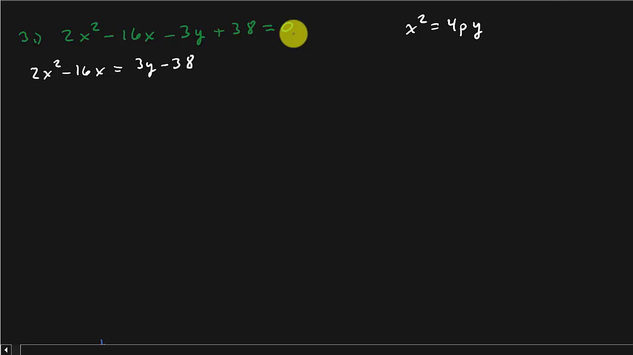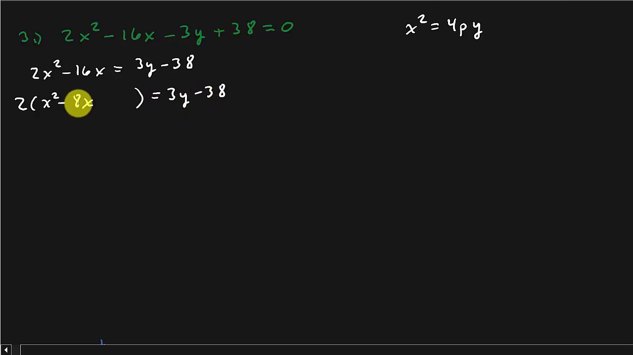And so now maybe I need to complete the square on this side over here. And remember, to complete the square, you've got to have a 1 in front of your squared term. So I'm going to factor out a 2, and I'm going to leave a little space here. That equals 3y minus 38.